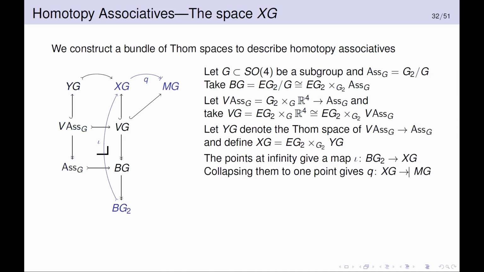Now, we have one point at infinity for each point in BG2. Because each fiber over BG2 is a Thom space, each has a point at infinity, and we take iota for the moment to be this map, which sends the base point to the point at infinity. And if we collapse all these infinities to just one infinity, we get a space MG. And this is then actually the Thom space of the bundle BG to BG that we had on the previous slide.